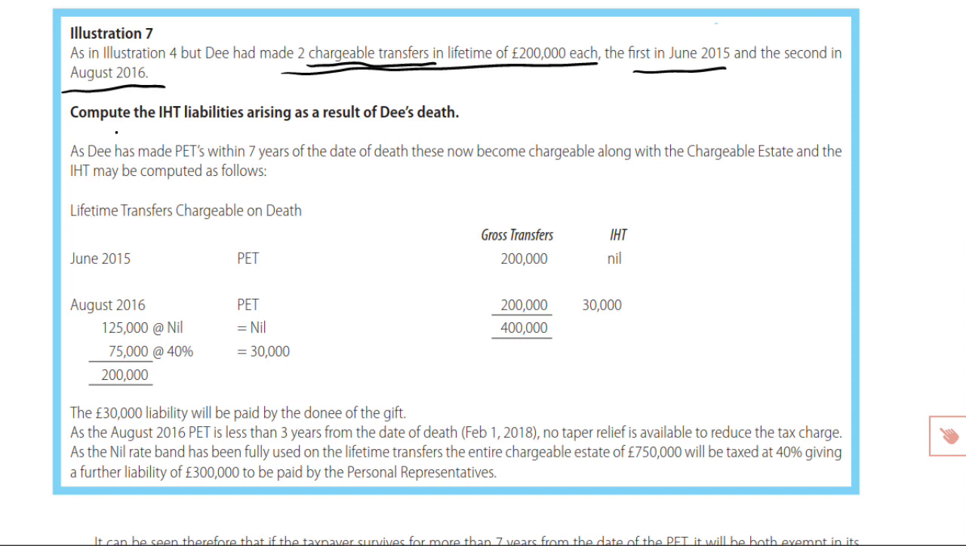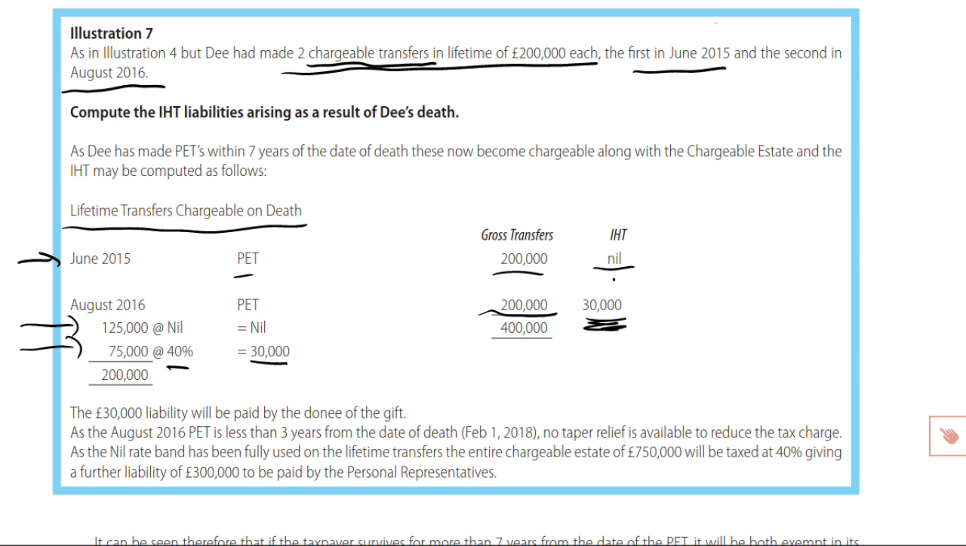So in terms of our computations, lifetime transfers chargeable on death, back 7 years from the date of death, and that picks up in order the earliest lifetime transfer first. That was June 15. It was a pet, now becoming chargeable for the one and only time, only 200, all within the nil rate band, no tax. Next one, also £200,000, same as the first one, but a very different outcome in terms of a tax charge. There is now only 125 of the nil rate band remaining, pushing therefore 75,000 of this pet, the same gross transfer of 200, into the 40% band. A £30,000 IHT charge arose.